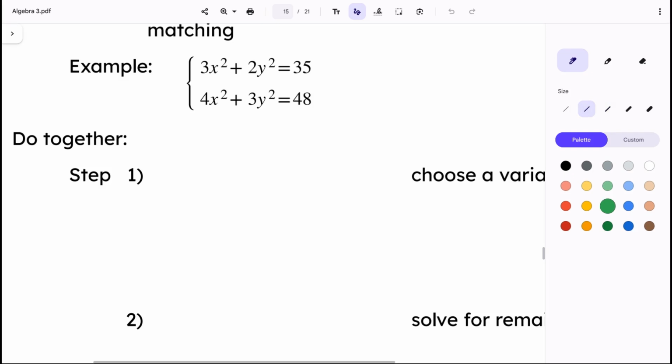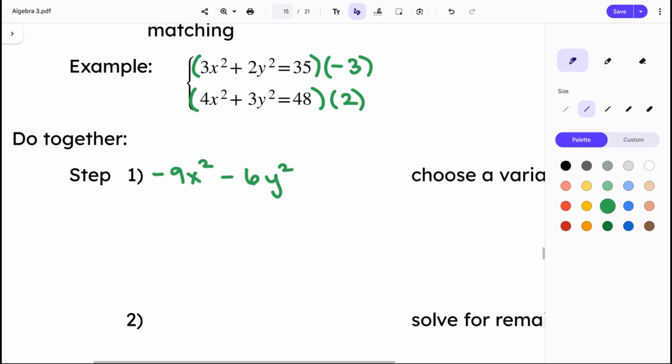6. So what would I take the top times? -3. And then the bottom I would take times 2. Okay, and I like that we're doing opposite signs because I want them to be opposite when I'm eliminating them, so it's easier for me to just add. So remember, when you multiply everything by that number, this now says -9x squared minus 6y squared, and then 35 times -3 is -105. And then we take the bottom one times 2. What does it say when you multiply it by 2?